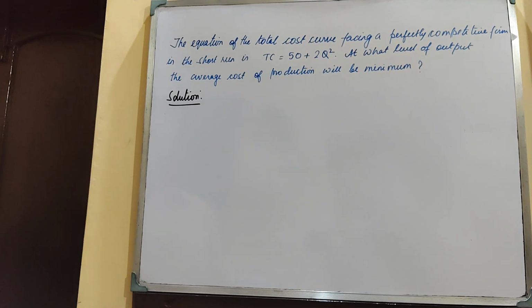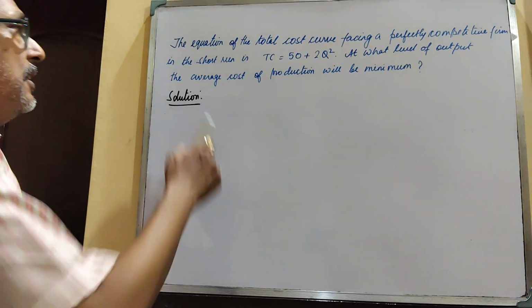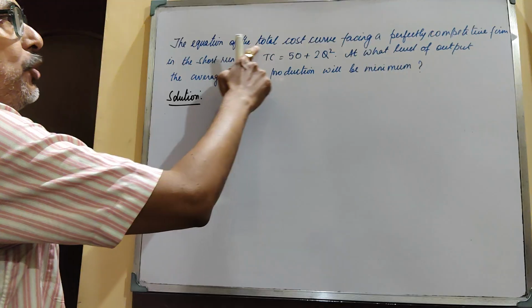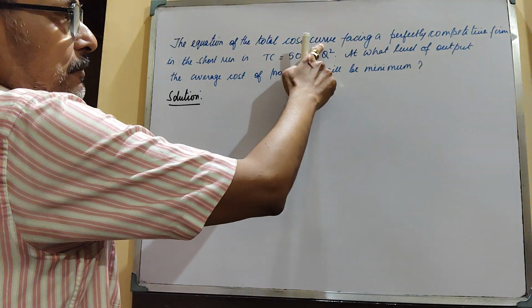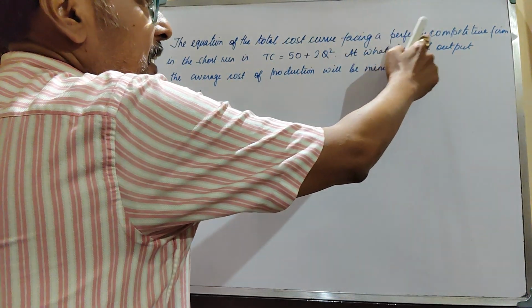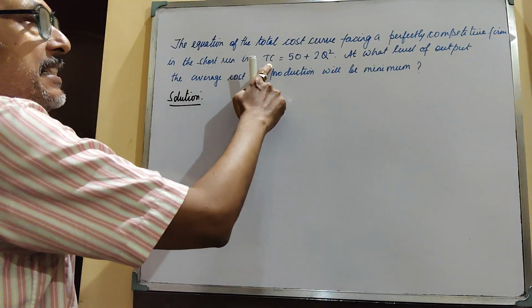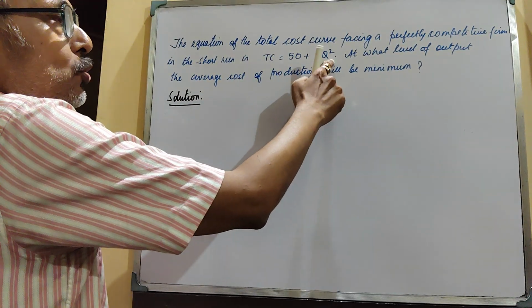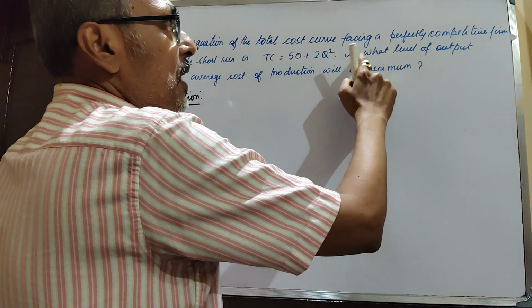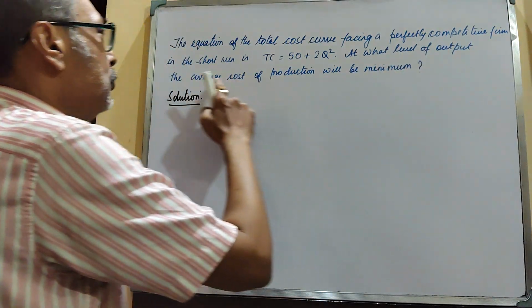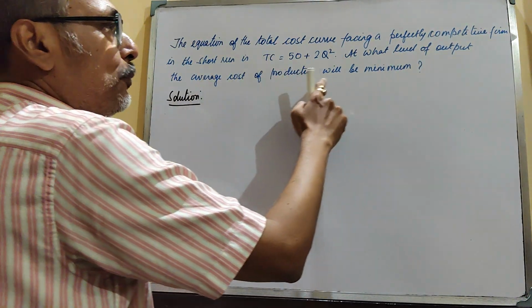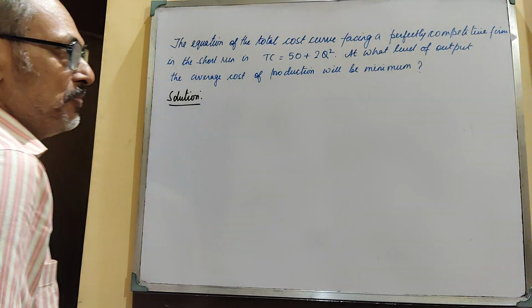Hello, in this video we want to solve this. The equation of the total cost curve facing a perfectly competitive firm in the short run is TC equals 50 plus 2Q squared. At what level of output will the average cost of production be minimum?